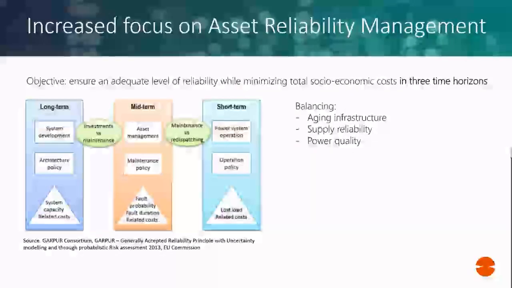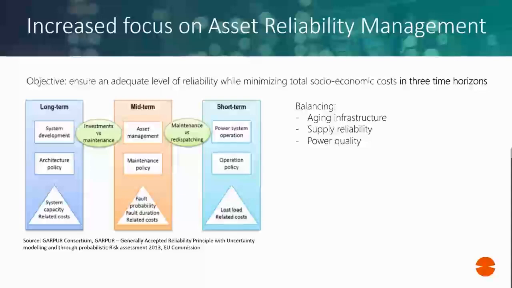There's also an increased focus on asset reliability, where asset managers need to balance different time horizons, taking into account the aging infrastructure. Many assets in our distribution networks are decades old, but also the supply reliability is influenced by variations in demand and supply, and the power quality is influenced by, for example, solar and heat pumps. This is a balancing act where multiple time horizons need to be taken into account, balancing the assets that we have and the supply reliability that we need to provide to our customers.